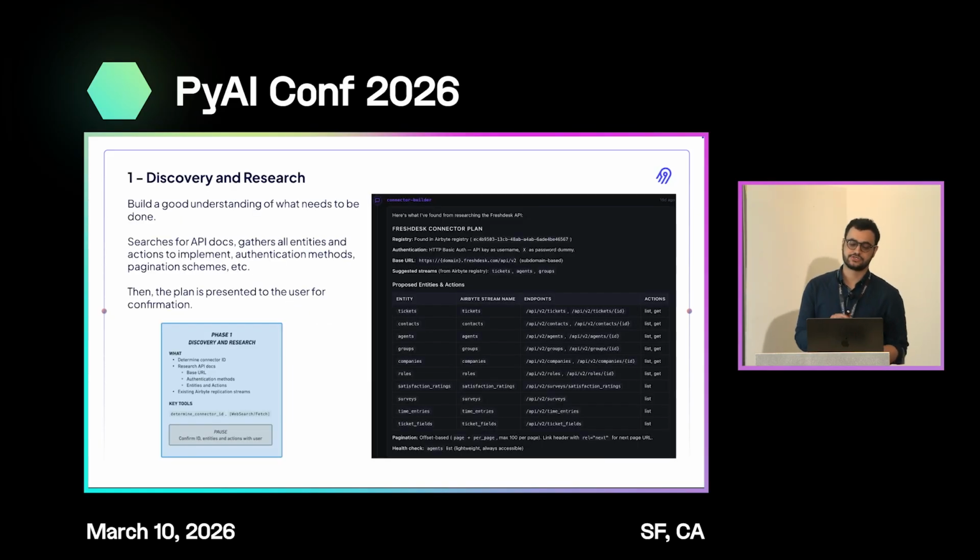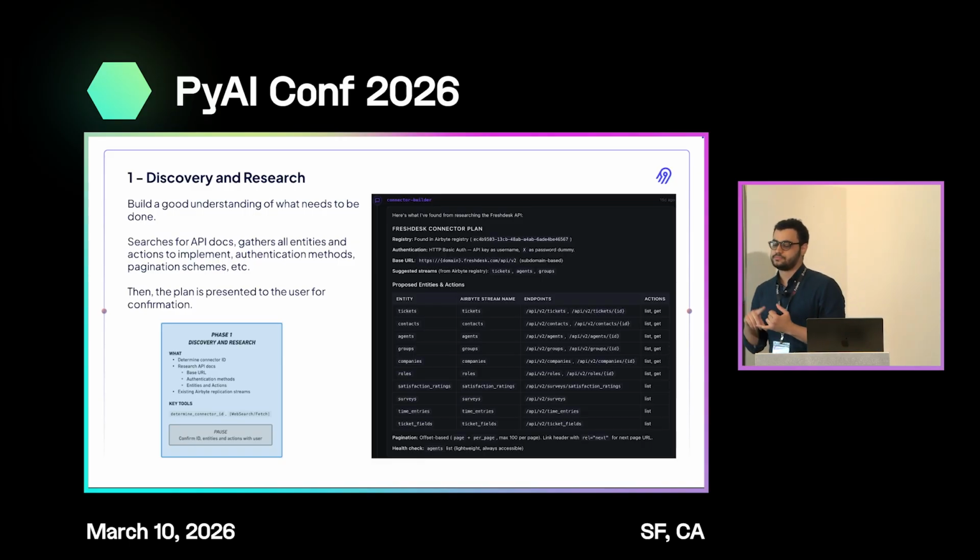So, discovery and research. If you remember the knowledge gaps problem, the agent just not knowing enough about the API or missing some information, that's all about managing your context. And so the first step in producing a connector that works is building a good understanding of what exactly needs to be done. That's what this discovery phase addresses. As part of this, it searches for things like, how do you authenticate with this API that we're implementing? How does pagination work, and things like that. On the right is an example of a summary of that discovery process. We present that to the user after gathering all these things so that we can confirm, yes, this is what we want to do.